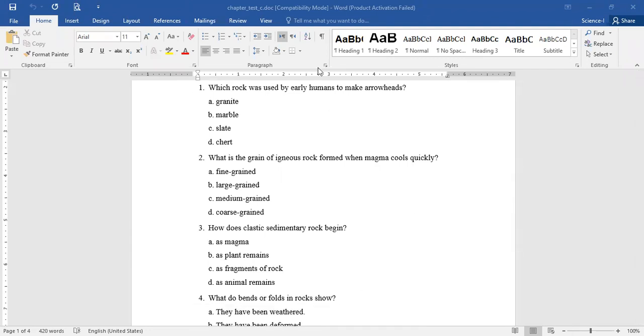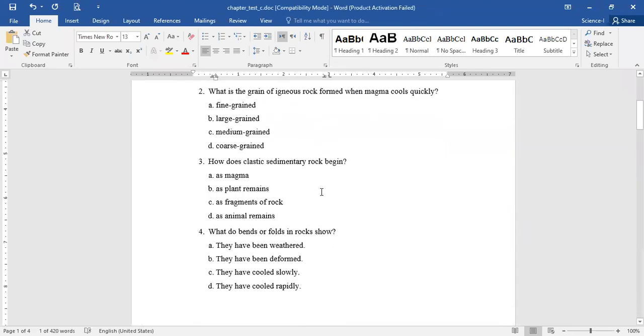Okay, let's start here, guys. Can you see the screen? Let's pass to these questions. Which rock was used by early humans to make arrowheads? What kind of rock can be used to make these arrowheads? Chert. Chert, okay.